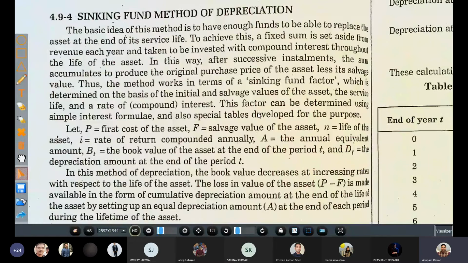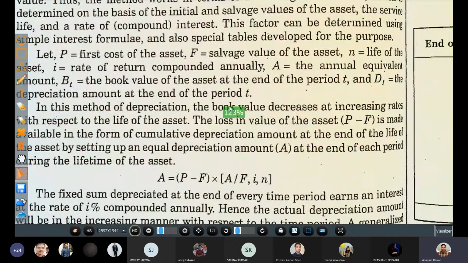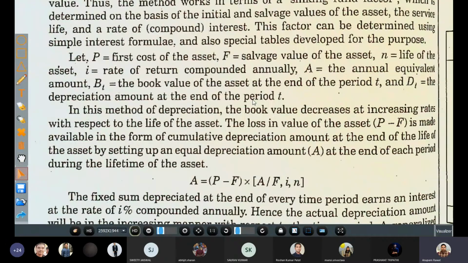This method works in terms of a sinking fund factor, which is determined on the basis of the initial and salvage value of the asset, the servicing life, and the rate of interest. The factor is determined using the simple interest formula, and also a special table developed for this purpose. This sinking fund type of question is also asked in some examinations. In the previous year SSC examination, it was asked what the sinking fund is, how it is calculated, and how it is related to the evaluation of equipment value.